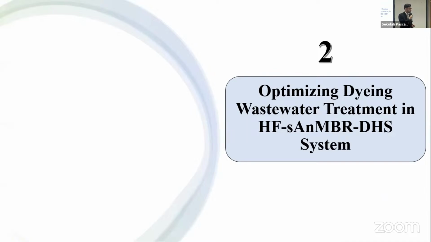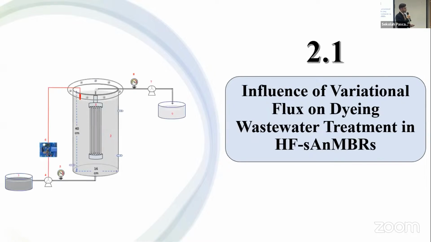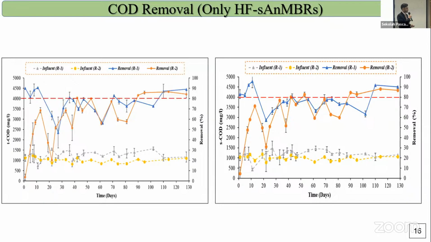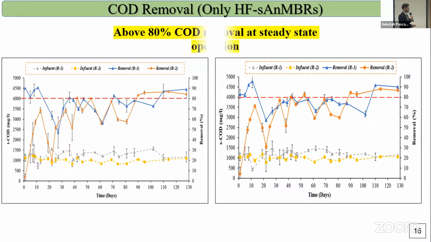Now, moving toward the second major study that we did, optimizing dyeing wastewater treatment or pollutant removal in the hollow fiber submerged AnMBR as well as the DHS column. First, again, we saw the influence of variational flux on pollutant removal in our anaerobic system. We did this chemical oxygen demand study, and from the study, we could achieve above 80% COD removal by the end of the study under steady state operation.